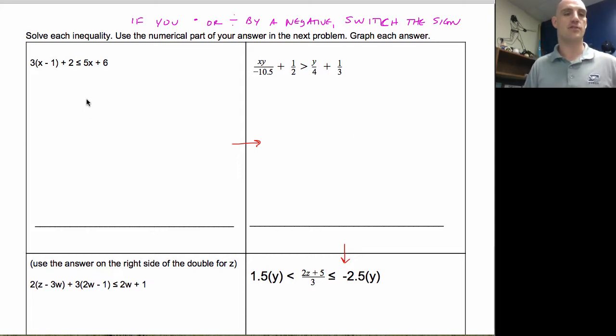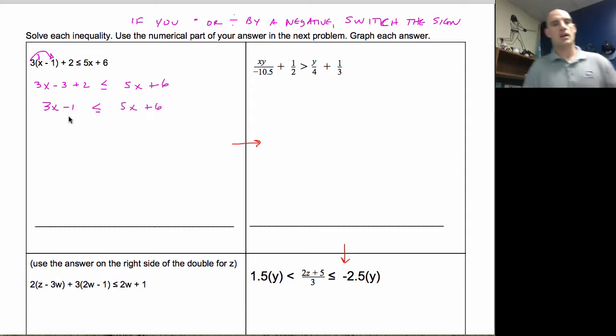So let's solve this first one together, and use the distributive property. 3x minus 3 plus 2 is less than or equal to 5x plus 6. So I've got 3x minus 1 is less than or equal to 5x plus 6. If I go this way, it'll help us see that property in action. You're like, what's he doing?